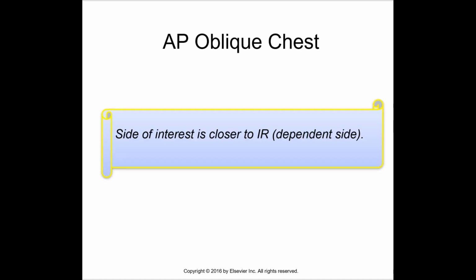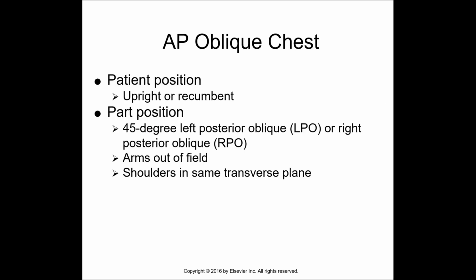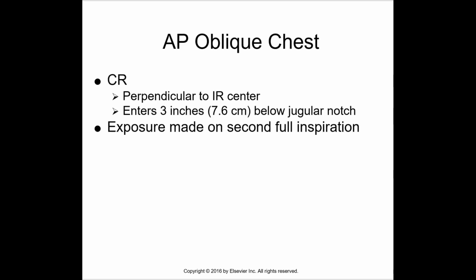So the site of interest is closer to the IR, the dependent side. The patient is upright or recumbent, the part position, 45-degree left posterior oblique, LPO, or right posterior oblique, RPO, the arms out of the field, and the shoulders in the same transverse plane. Continue, the CR is perpendicular to the IR. It enters 3 inches below the jugular notch, and exposure again is made on the second full inspiration.